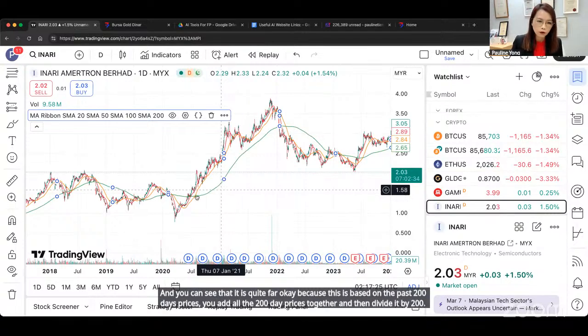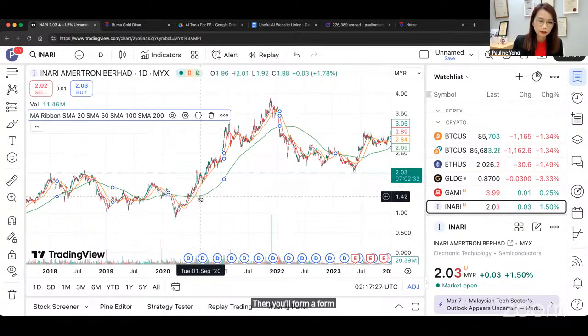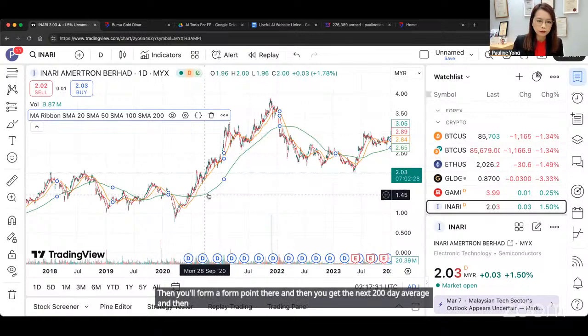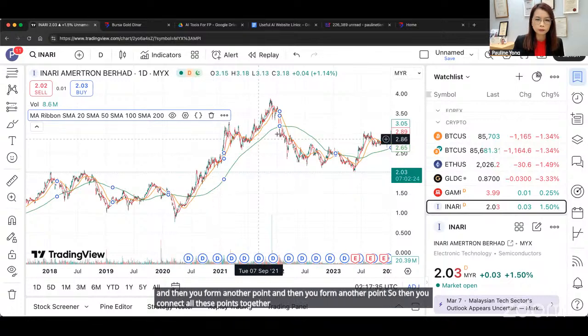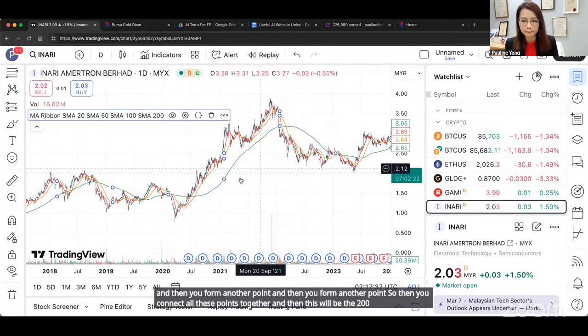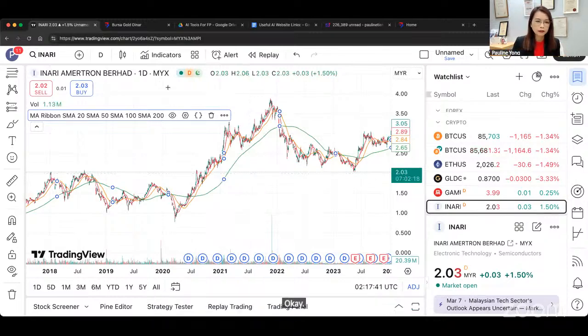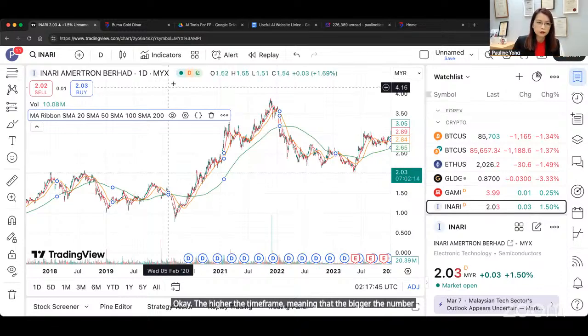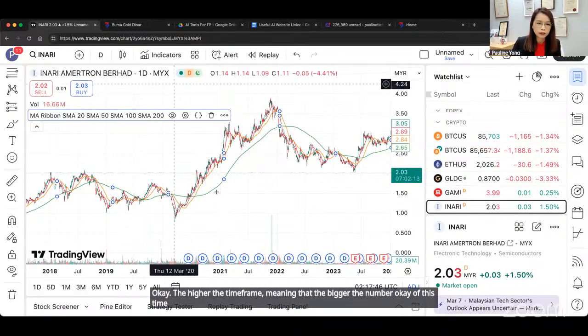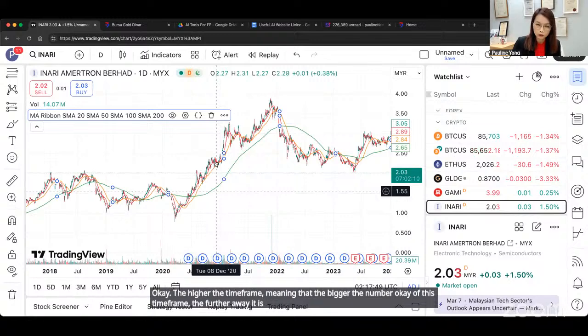Then you form a point there, and then you get the next 200-day average, and then you form another point, and then you form another point. So then you connect all these points together, and this will be the 200-day MA line. So the higher the time frame, meaning the bigger the number of this time frame, the further away it is from the original price.